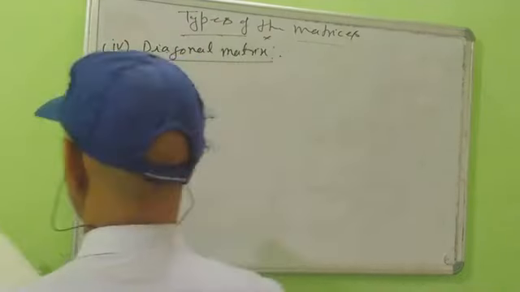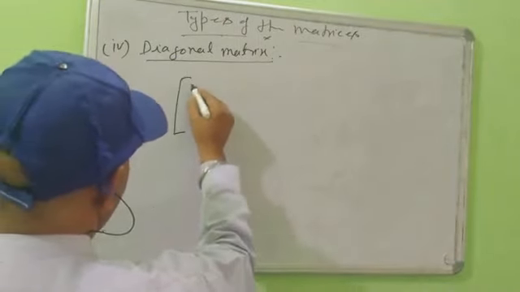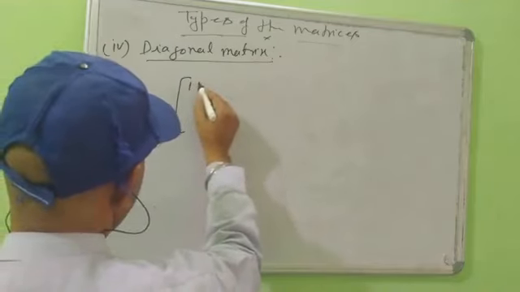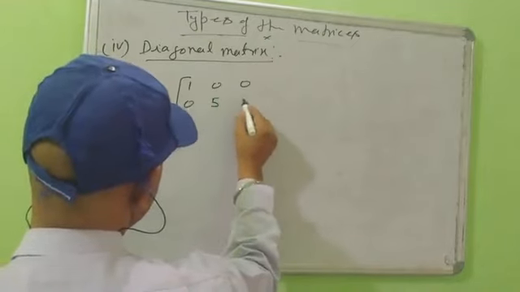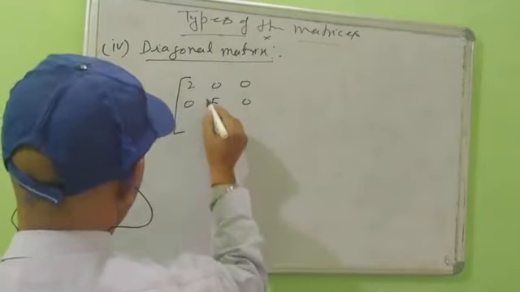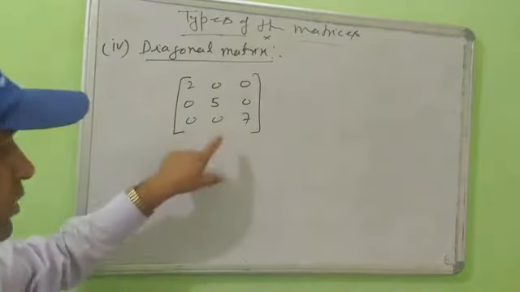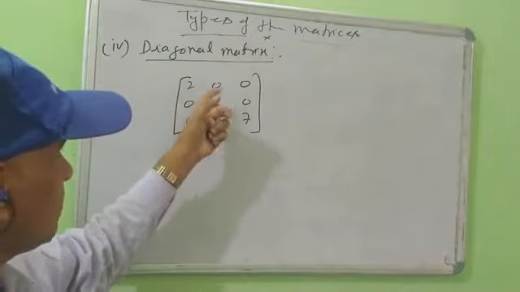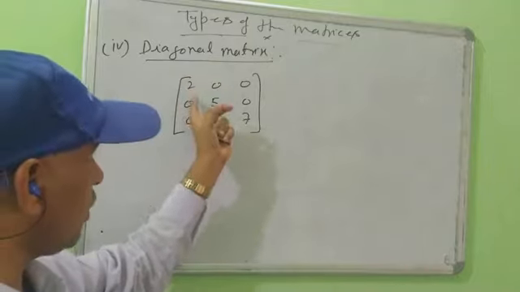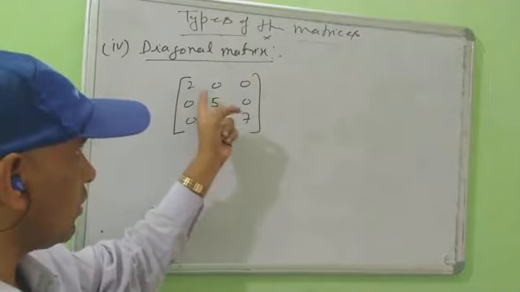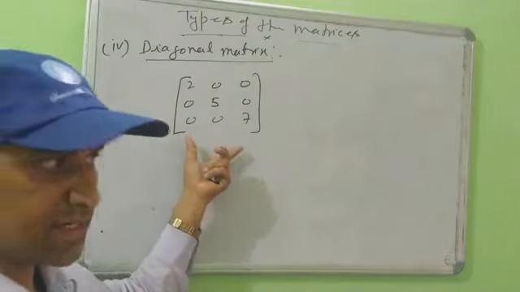What is the diagonal matrix? A simple example: suppose you write a matrix with 1, 0, 0, 0, 5, 0, and 0, 0, 7. This type of matrix is called a diagonal matrix. What is the definition of the diagonal matrix? All non-diagonal elements, meaning not on the diagonal, are 0.